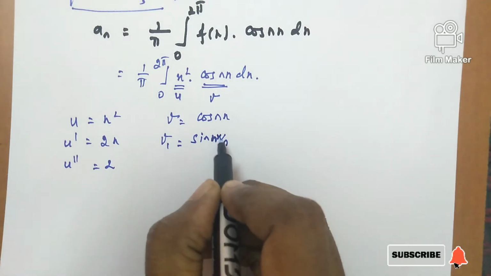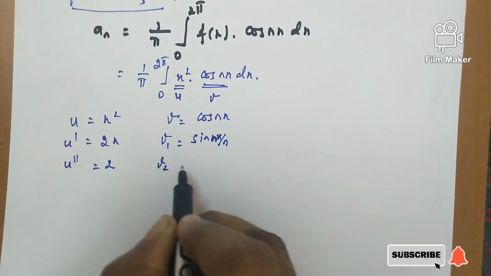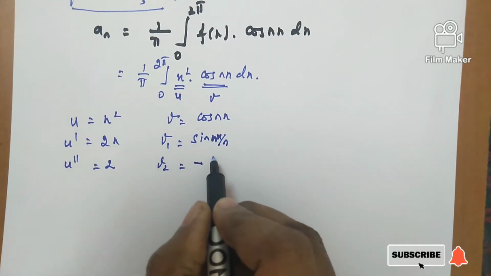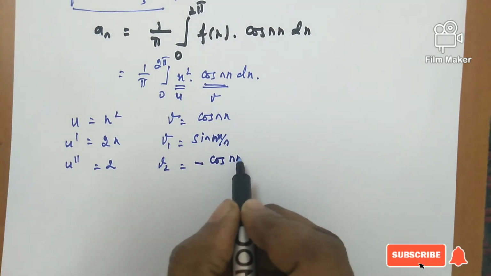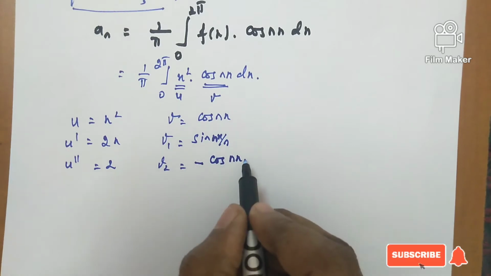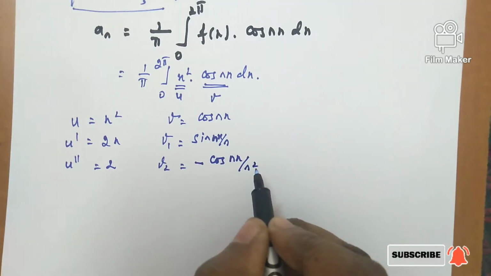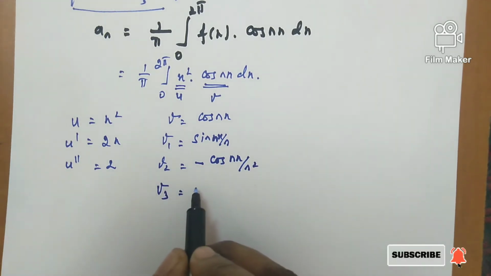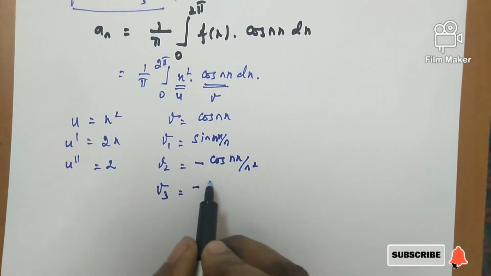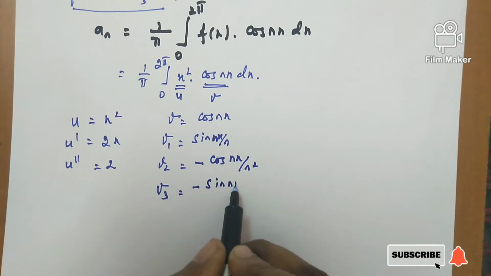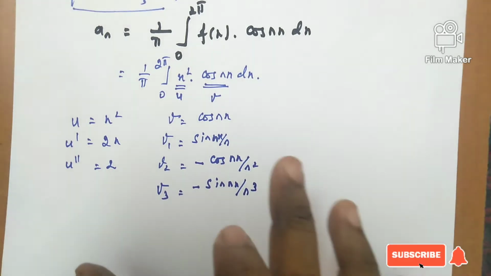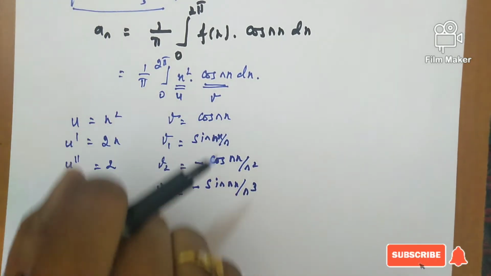Sin nx by n. So when you are integrating again, integration of sin is minus, so minus cos nx by n. Already one n is there, so this will become n square. Then again integration of this: already one minus is there, so minus integration of cos is sin nx by n square, and again 1 into n means it will become n cube. So this is the way we have to select our u and v.